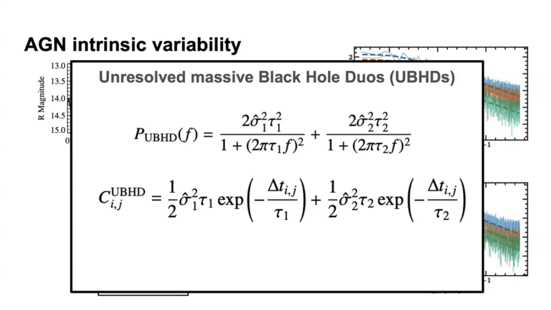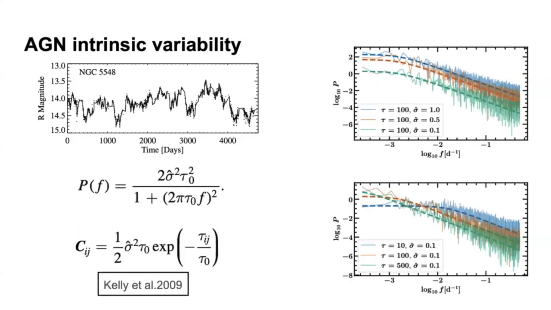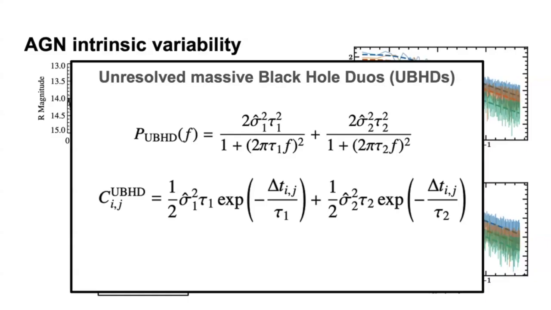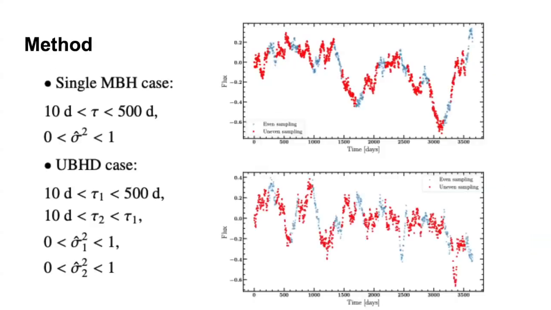We need to check if the light curve is better described by a noise with this covariance function or this covariance function, and check if we are able to find some unresolved duos, or UBHTs, as we call them here. So in order to do this, we basically sample two kinds of light curves: single massive black hole light curves, where the light curve is just a realization of a damped random walk, and a UBHT light curve, where the total light curve is the sum of two damped random walk realizations.